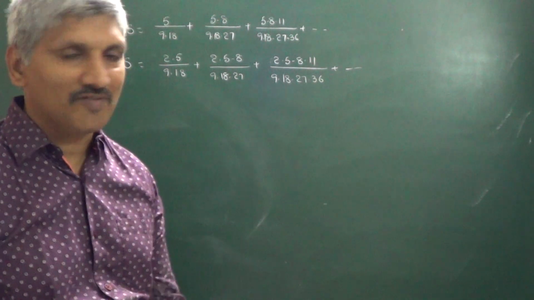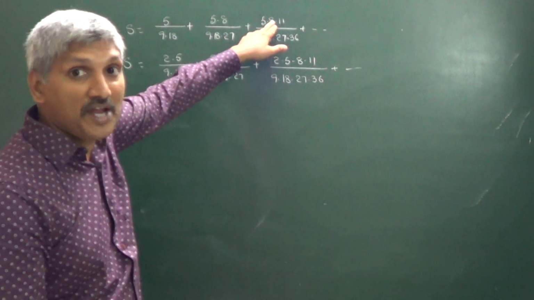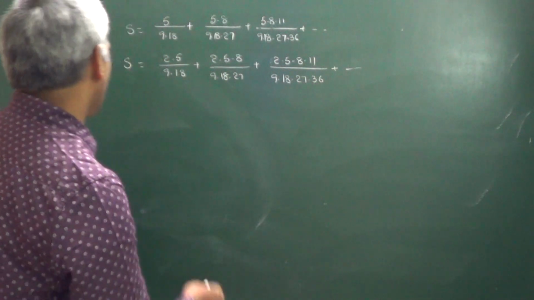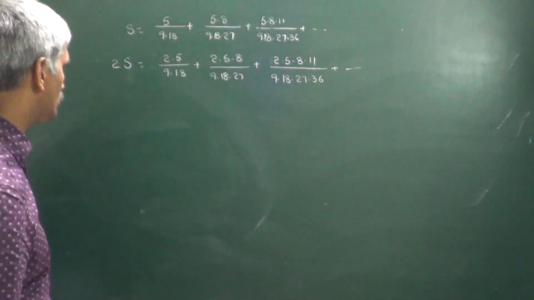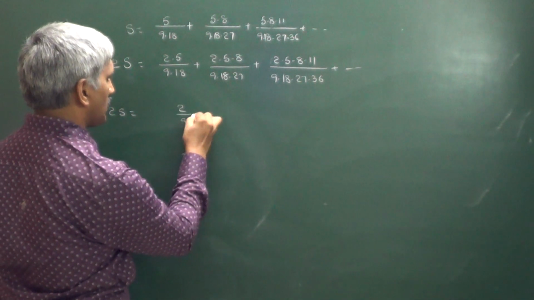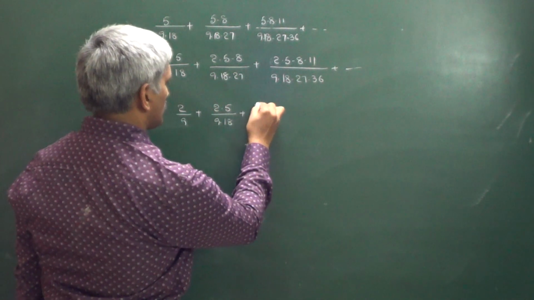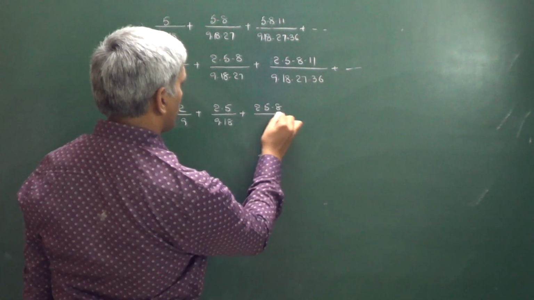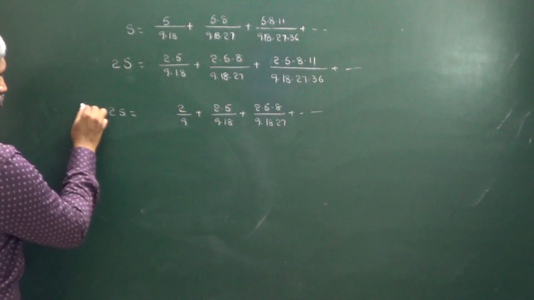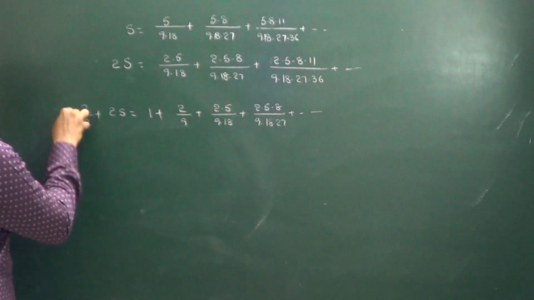So why are we multiplying with the 2? Here you can see 11 minus 8 is equal to 3, 8 minus 5 is equal to 3, 5 minus 2 is equal to 3. That's why both sides we are multiplying with the 2. Next what I am doing is 2s is equal to 2 by 9 plus 2 into 5 divided by 9 into 18 plus 2 into 5 into 8 divided by 9 into 18 into 27 plus and so on. Here also we have to add 2 by 9. Now add both sides 1.